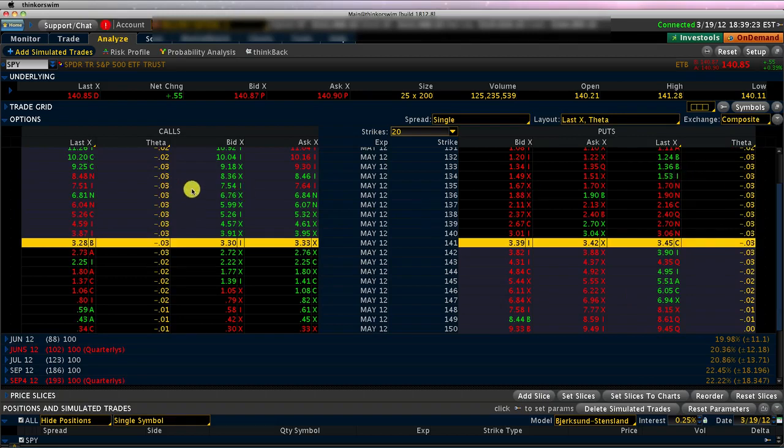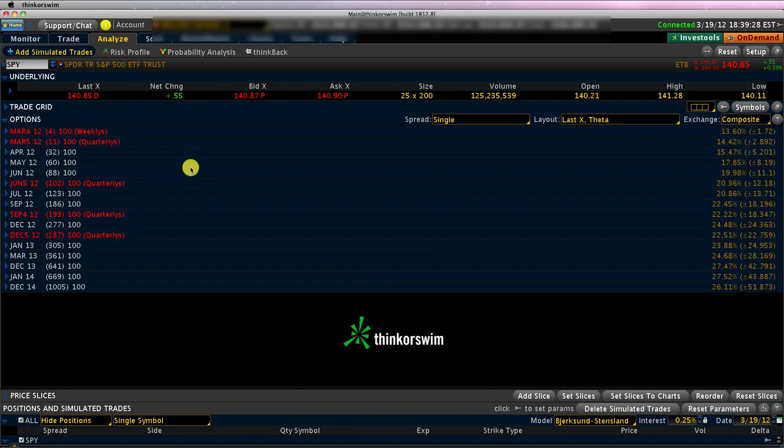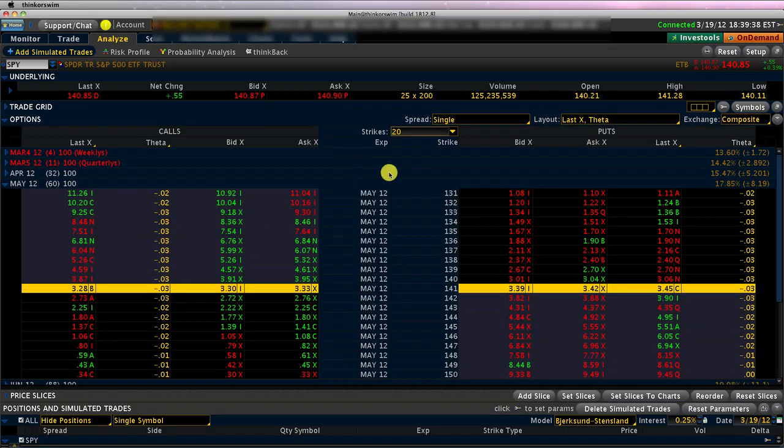Okay, there we go. So this is again the spiders. We're using the spiders as our example, and as usual we'll start looking with the May series options. It's got 60 days to expiry, and the 141 calls and the 141 puts are the at the money options because the spider closed today at $140.85. So that's where the spiders are, and our at the money calls and puts are listed at the 141 strike.